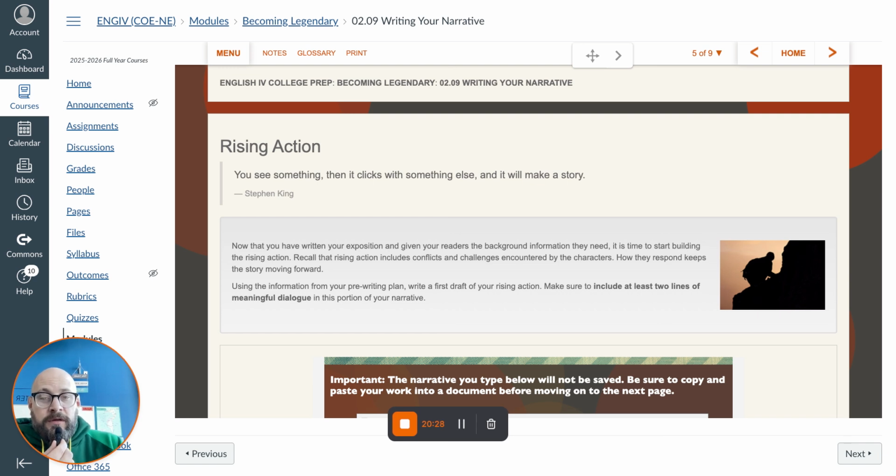Using the information from your pre-writing plan, so the graphic organizer that you had been working on, write a first draft of your rising action. Make sure to include at least 2 lines of meaningful dialogue, so people speaking to each other. It could be simple single words, but you do want to make the words that these characters are saying to each other tie in very closely with the challenge that they face in particular.